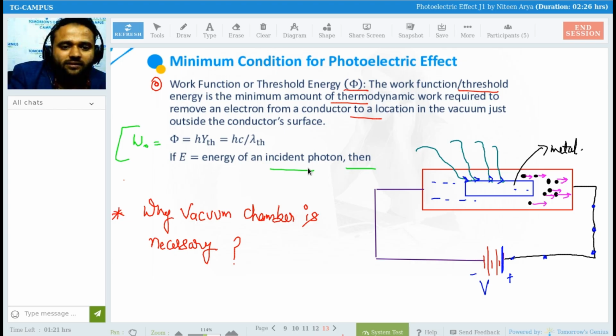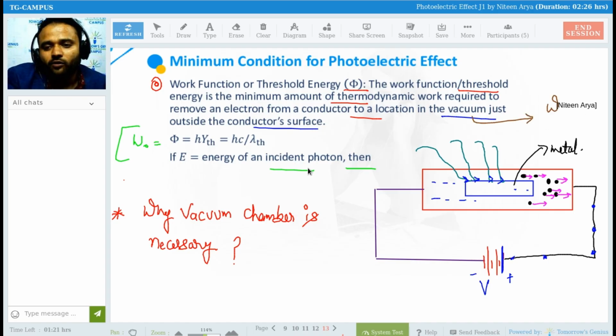Got it now? If it is written over here, remove an electron from a conductor to a location in the vacuum just outside the conductor surface. Why is this vacuum necessary? At least ask why. How many of you have a vacuum chamber in your home? Tell me.